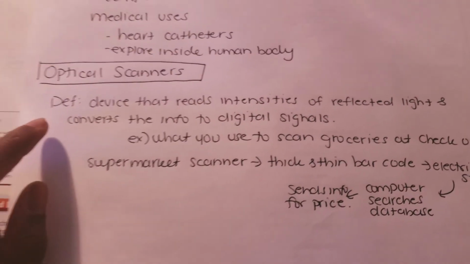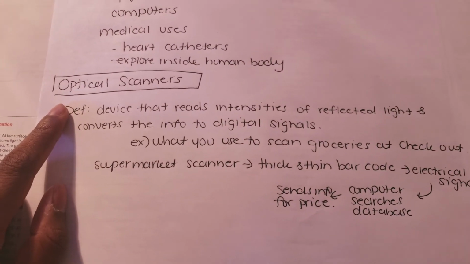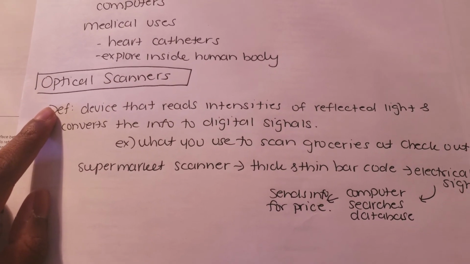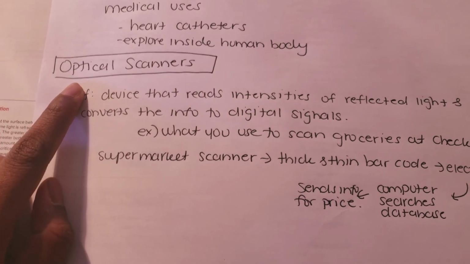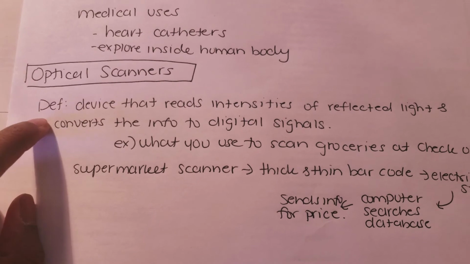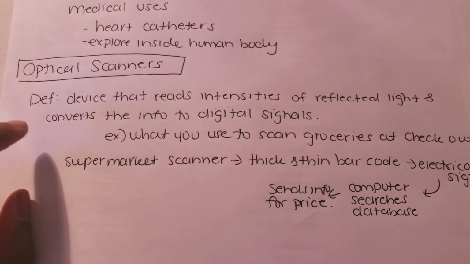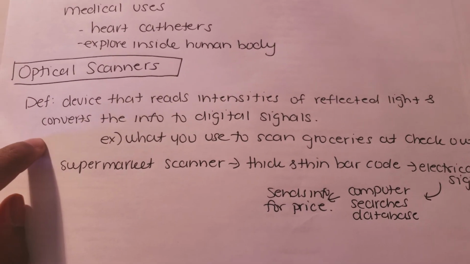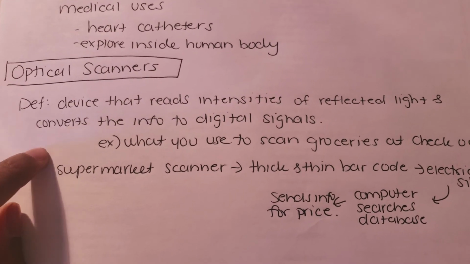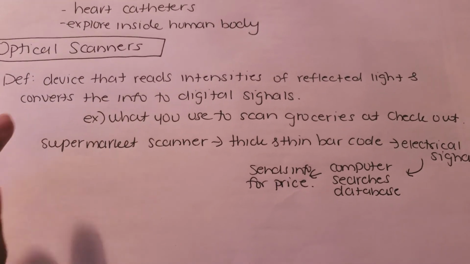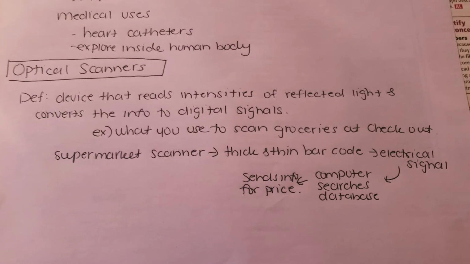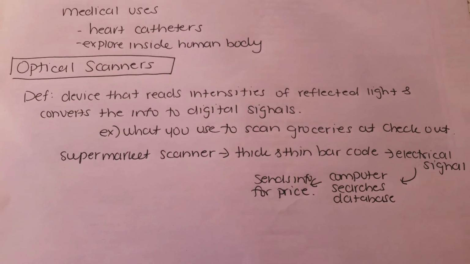There's also another way you've seen optic fibers in a practical way, and there's something called optical scanners. They're different from optical fibers, but they work in a similar way in that optical scanners are pretty much a device that is going to read the intensities of reflected light and then convert that information into a digital signal. So for example, when you go to the grocery store and you either self-checkout or someone is scanning your groceries, they are actually using optical scanners.